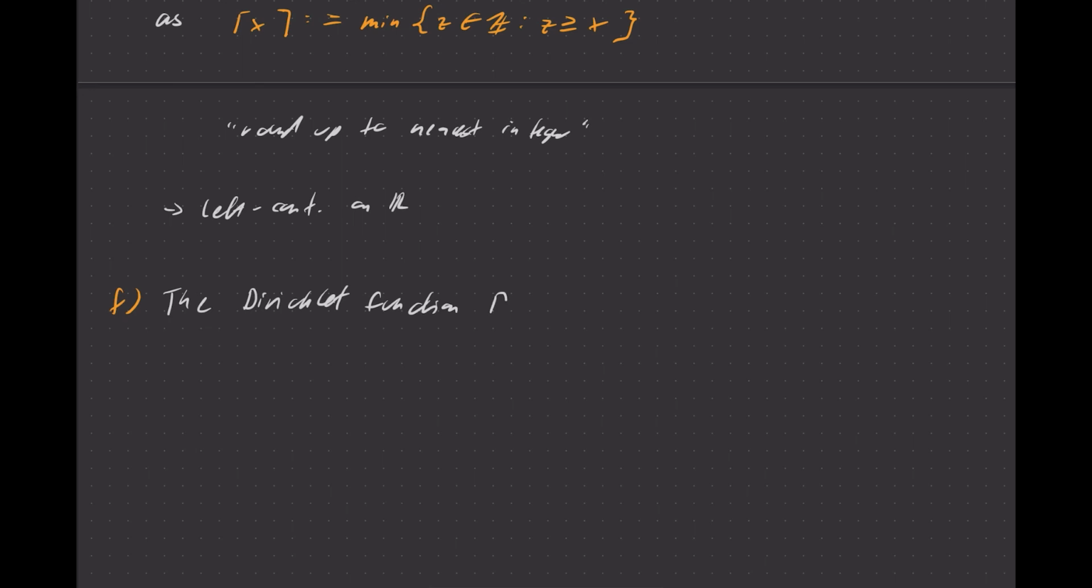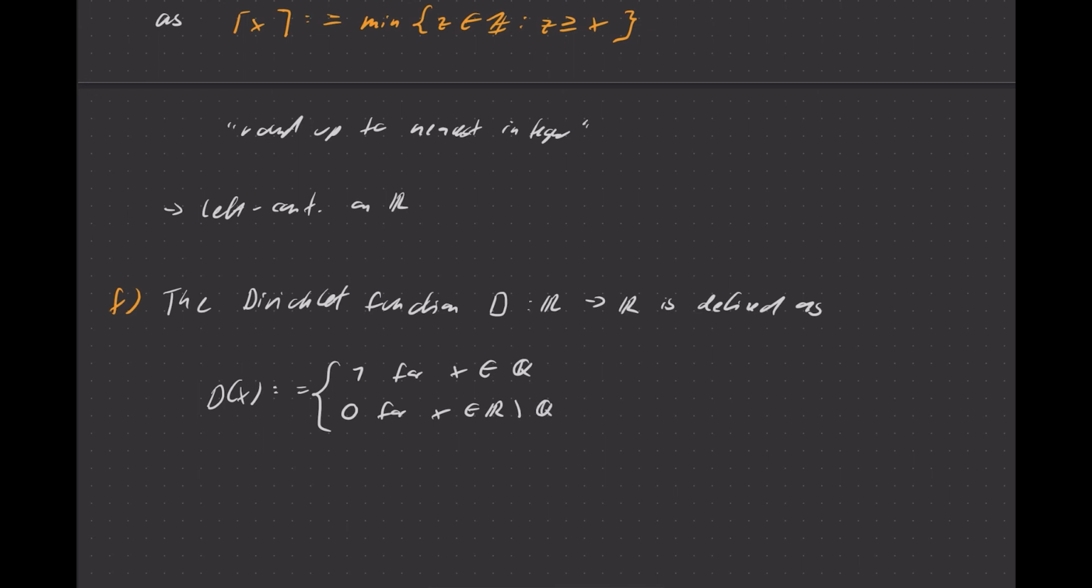Dirichlet function, we'll use the symbol D for that. That's defined on the reals, and the domain, the codomain is also the reals. That function is defined as d of x equals, so we have two cases here. It takes on the values 1 or 0. It is 1 if x is a rational number, and it is 0 if x is an irrational number, so a real number that is not rational.